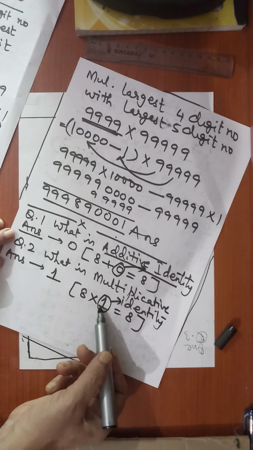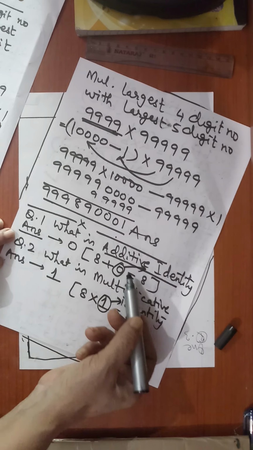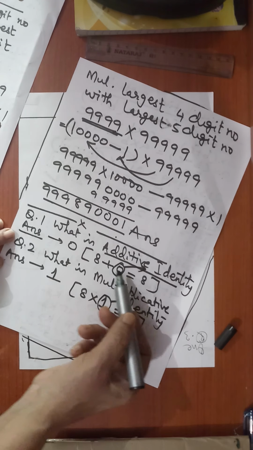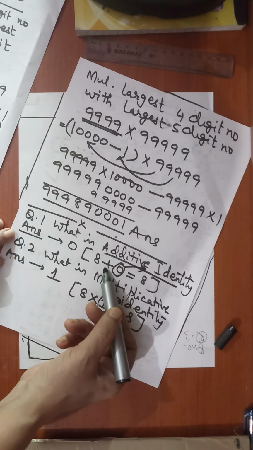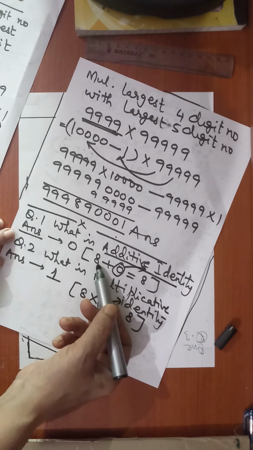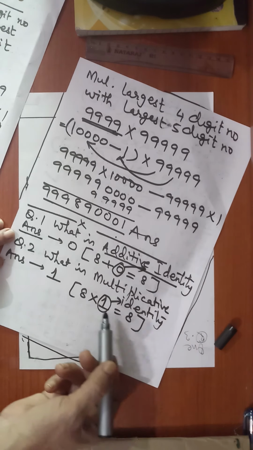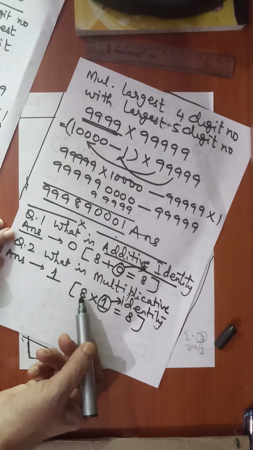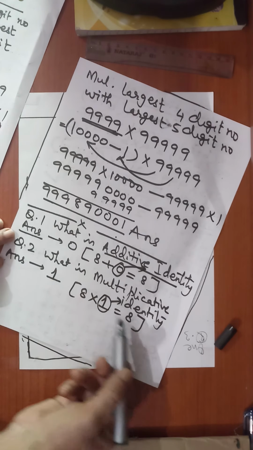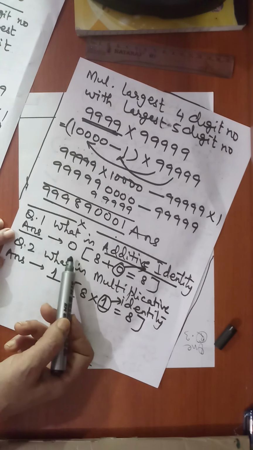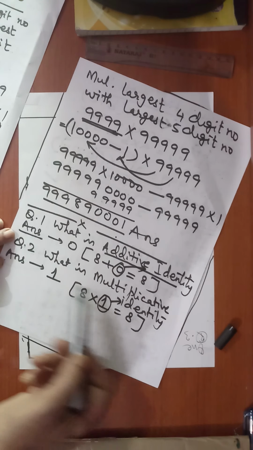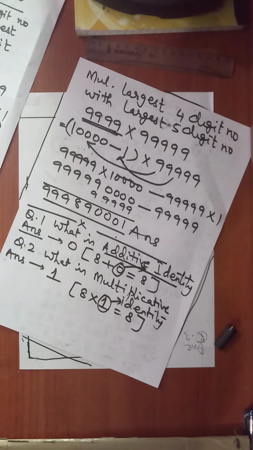और ये किस टाइप का identity? Multiplicative identity. ये which type of identity it is? It is an additive identity. If you add this number with any number, the answer remains the same. If you multiply this number with any number, the answer remains the same. That means additive identity is 0 and multiplicative identity is 1.